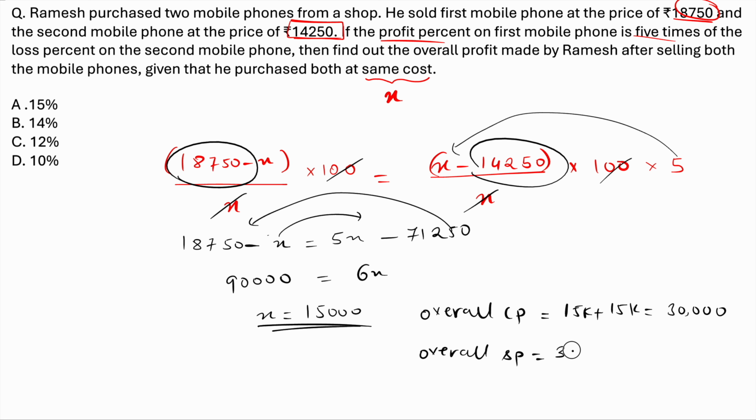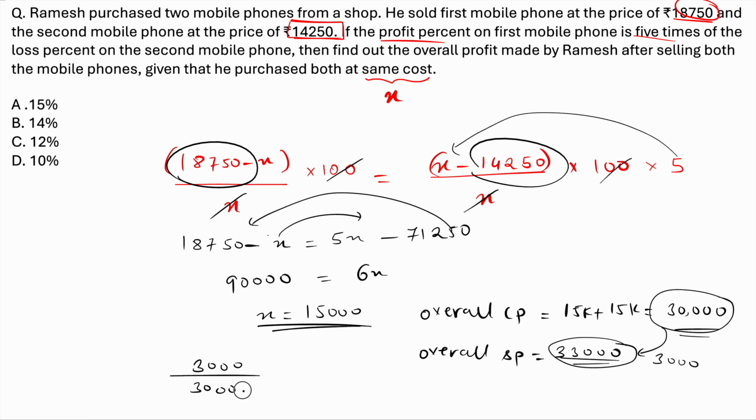32,000, 1000 is 33,000. Right? Overall cost price is 30,000. Overall selling price is 33,000. There is clearly a profit of 3,000 rupees being made, right? So profit percentage shall be 3,000 divided by the cost 30,000 multiplied by 100. 2 zeros gone here, 2 zeros gone. 30 upon 3 is 10. So 10% profit overall. And that's my D option.